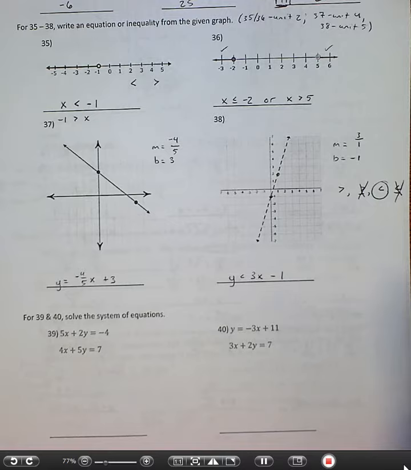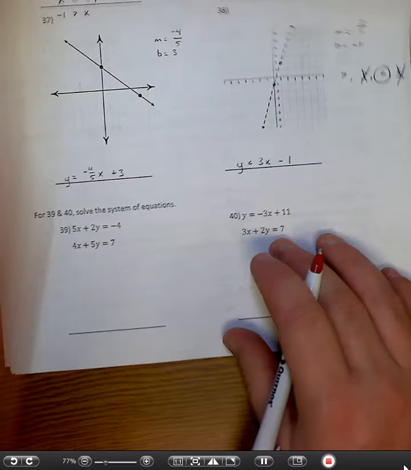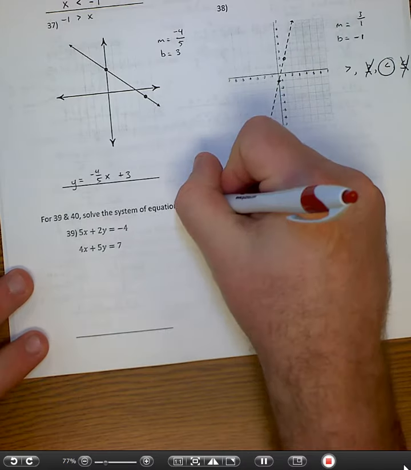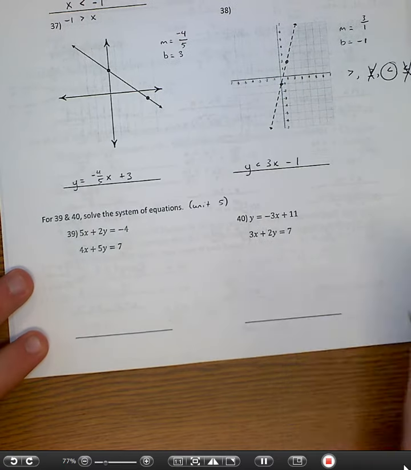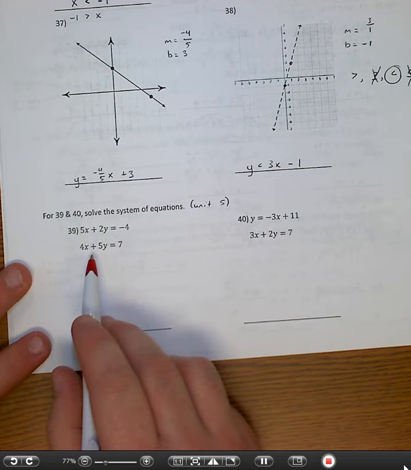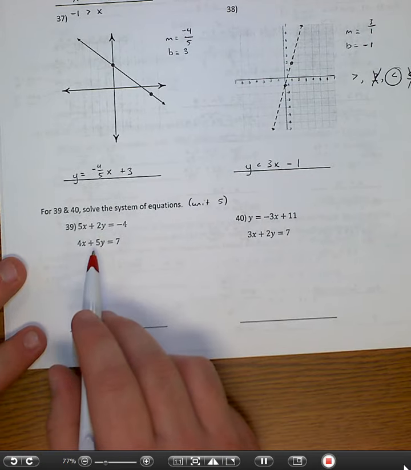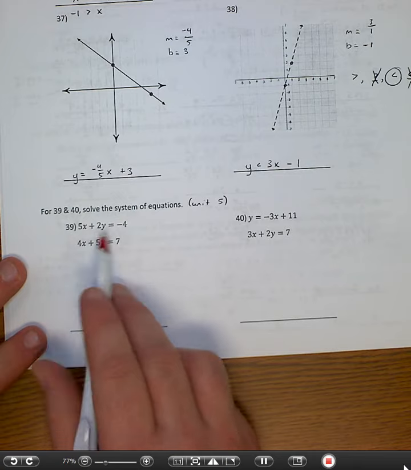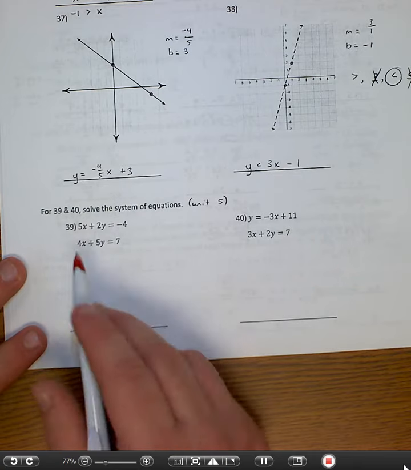Okay. 39 and 40, that's just a system of equations. That's Unit 5, lessons 2 and 3. This one looks like it's elimination. That's what I would do. You could do substitution, but it wouldn't be pretty. I'm going to eliminate, looks like you can choose.